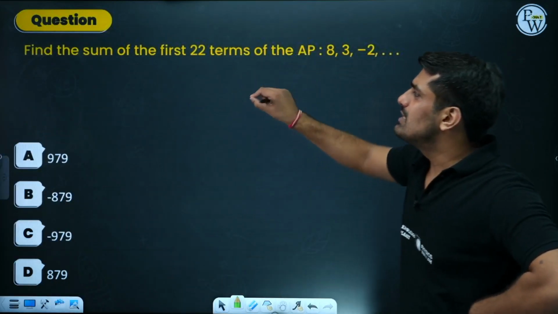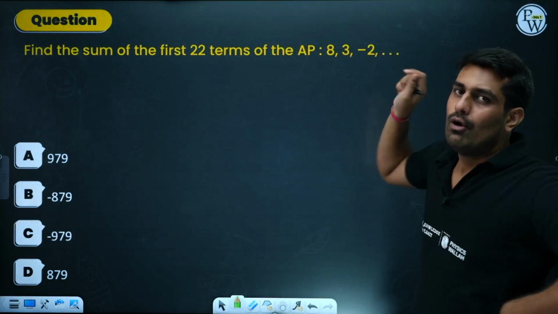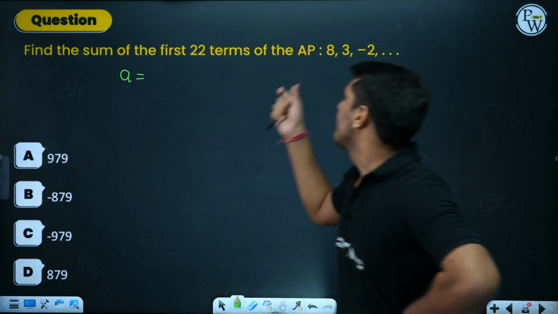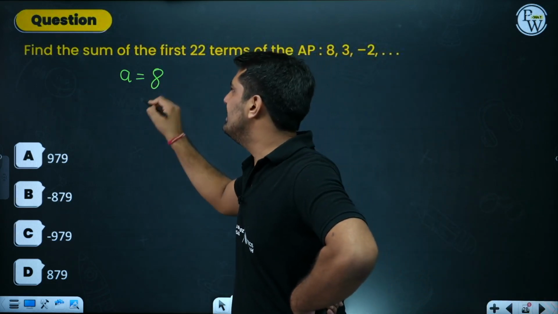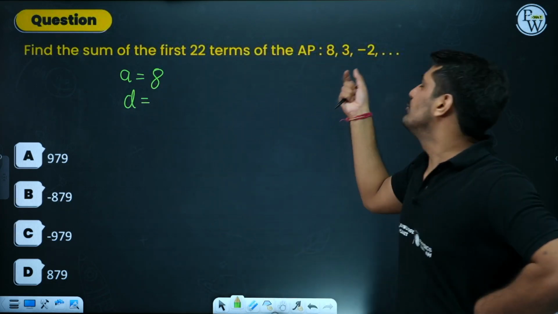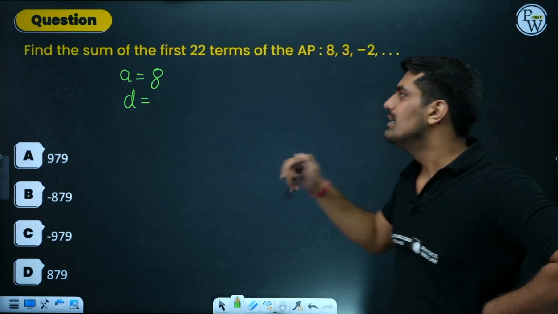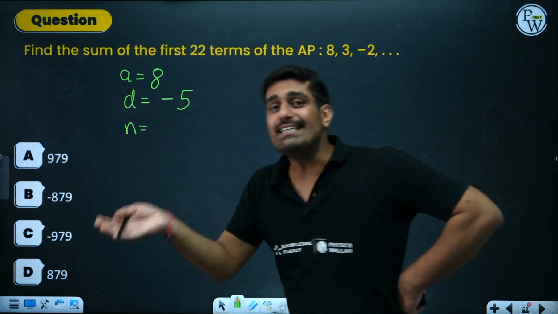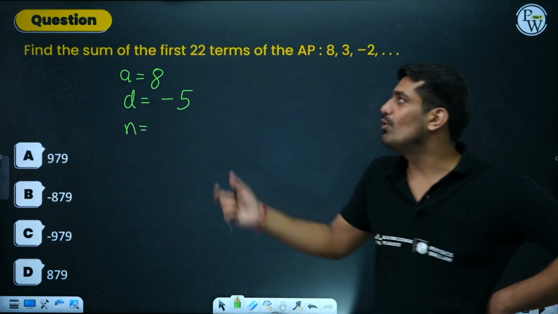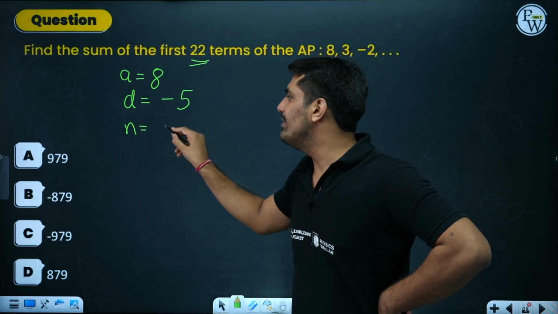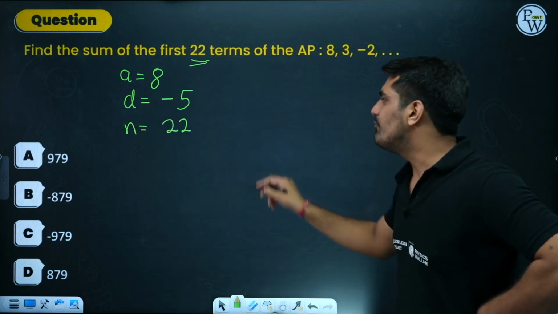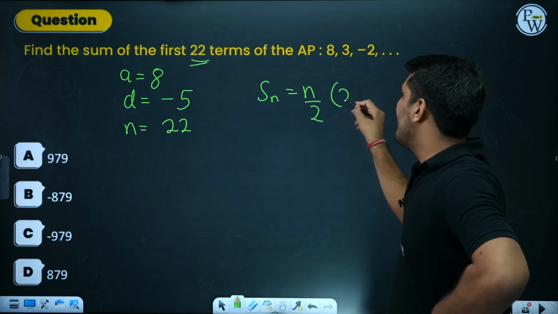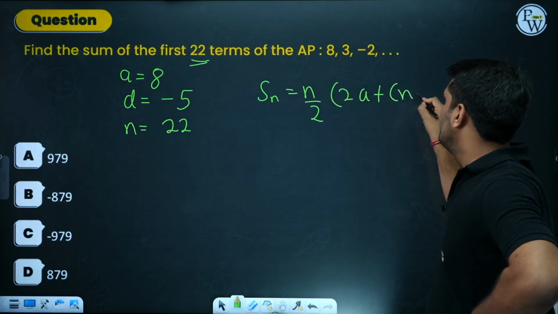Find the sum of the first 22 terms of an AP. Whenever the AP is given to you, write the common things. The value of A is 8. The value of D: we have 3 minus 8 over here, that means minus 5. The value of N, that means up till which term I am looking to add up. I am looking to add up till 22 terms. The value of N will be 22. We know the formula. The formula is Sn equals n by 2, 2A plus n minus 1 into D.